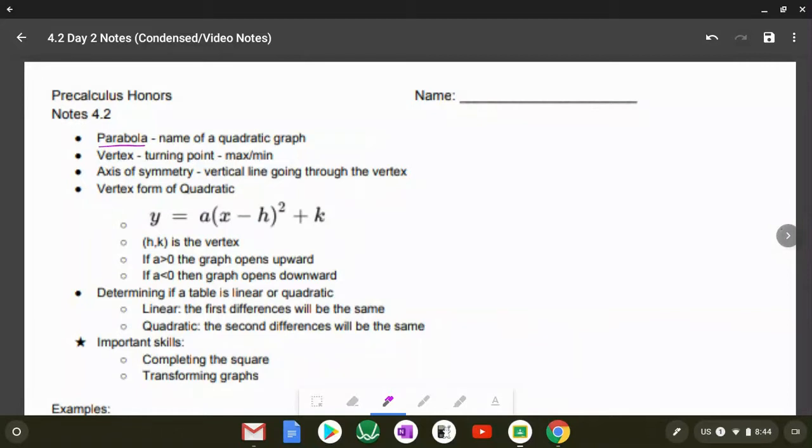Remember that the vertex is the turning point where the max or the minimum occur, the minimum being at the bottom of the valley, maximums are at the top of the hills. Now remember that the parabolas have a symmetrical shape and that the axis of symmetry is a vertical line going right through that vertex.